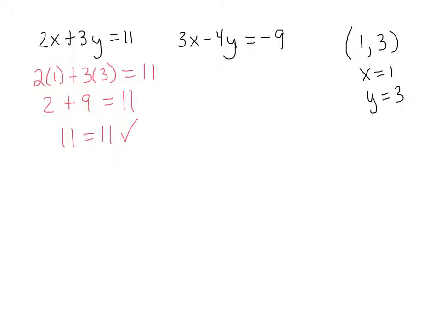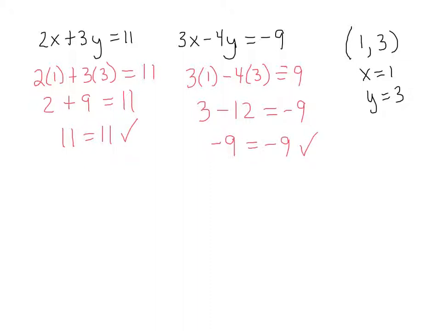But it doesn't matter if it worked on the first one if it doesn't work on the what? Okay, so I've got 3 times 1 minus 4 times 3 must equal negative 9. So that's 3 minus 12 must equal negative 9. Well, what is 3 minus 12? So negative 9 does equal negative 9, so we got the right answer. So what I did right there was checking my solution, right? When you get an answer, you don't just say, here's my answer. Go back and make sure it works for both. So we solved that system of equations, and here was our answer.